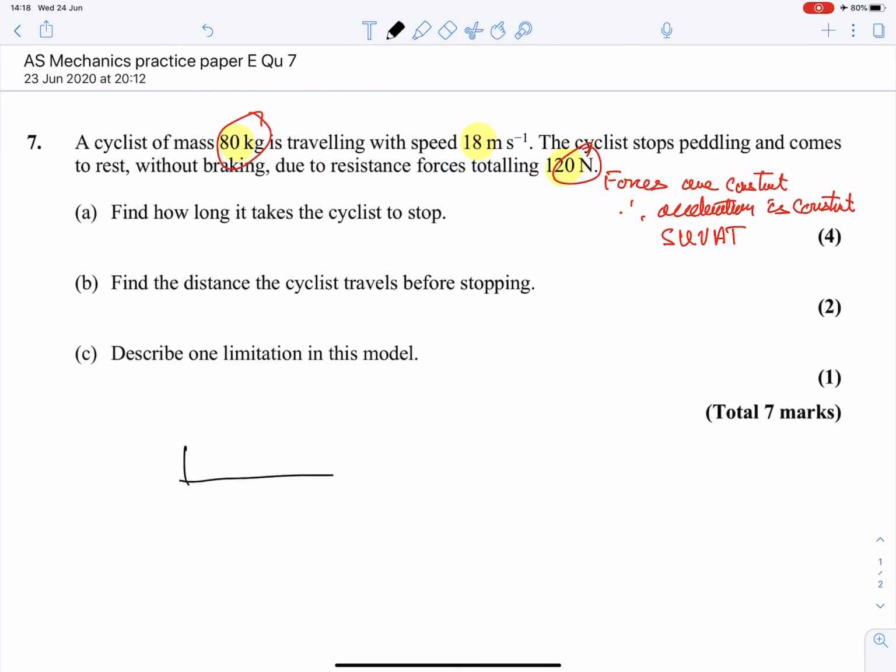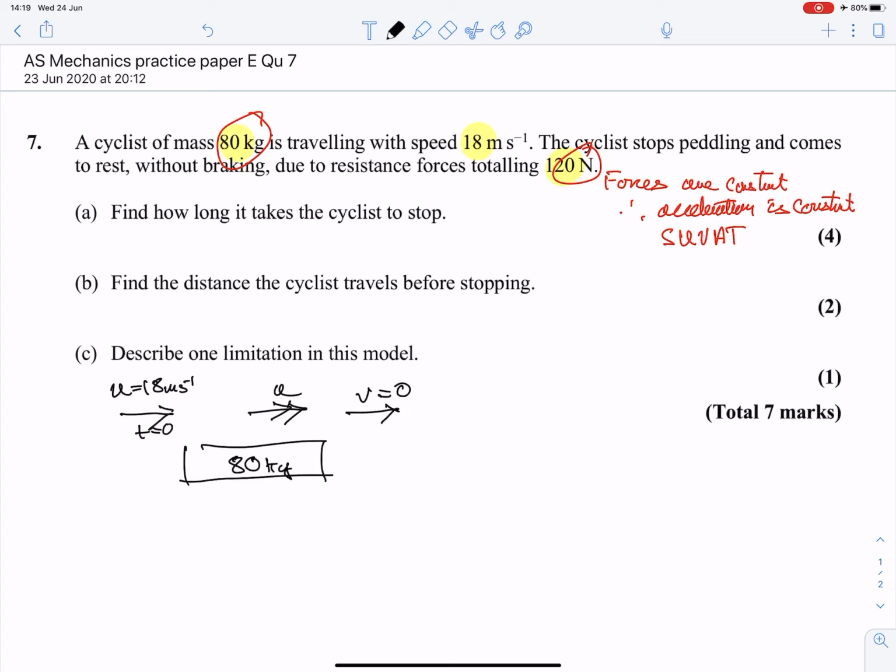So we've got a cyclist, excuse my diagram, 80 kilograms. It's got an initial speed u, so u equals 18 meters per second. Sometime later, it comes to rest. Find how long it takes for the cyclist to stop. So v is equal to 0. Here t equals 0. We don't know the time when it comes to rest. So there's got to be an acceleration. It's going to have a negative value, the acceleration, but it's constant.